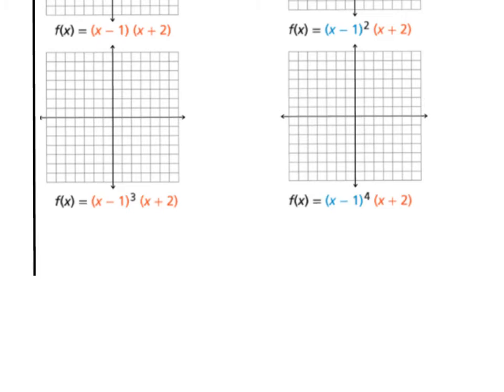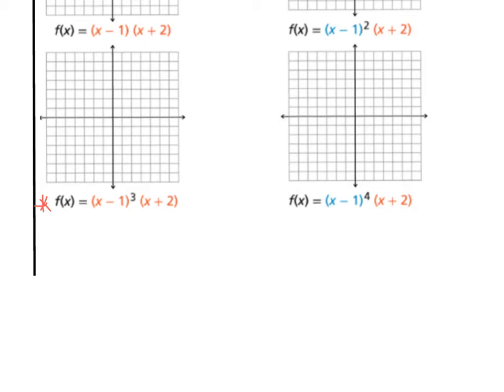Let's continue working with lesson 3.5 and graphing multiplicities. Now in the last video we defined odd and even multiplicities and kind of what they'll look like. And we graphed just a couple of functions up on the top with multiplicities of 1 and 2. Down below on the left hand side, f of x equals (x minus 1) cubed times (x plus 2).